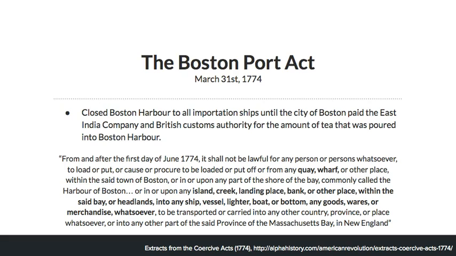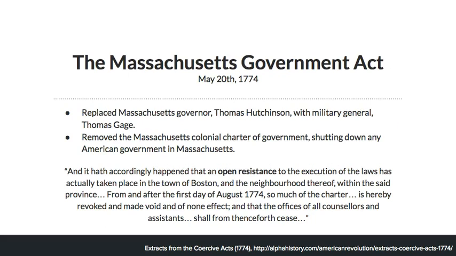All I wanted to show you here is just how strict the Coercive Acts were on the Boston people through the Boston Port Act. It's a very significant act because it pretty much imprisons the citizens of Boston. Our next act that was introduced was the Massachusetts Government Act, May 20th, 1774.